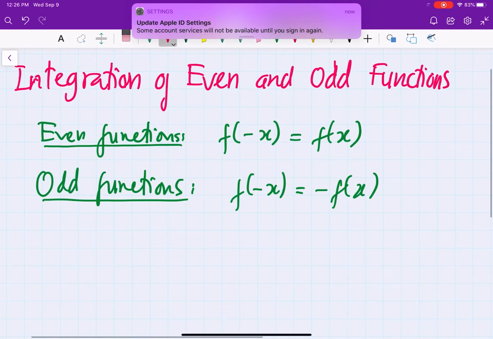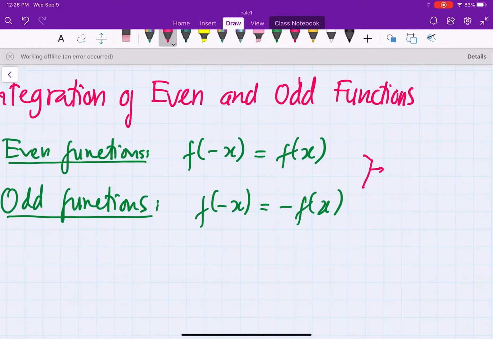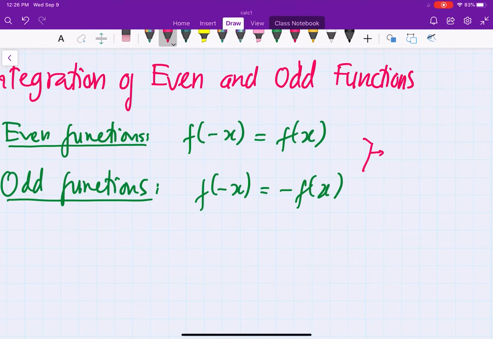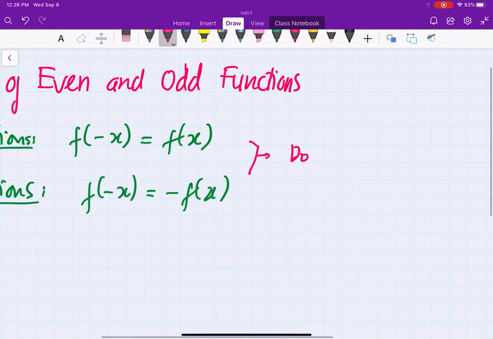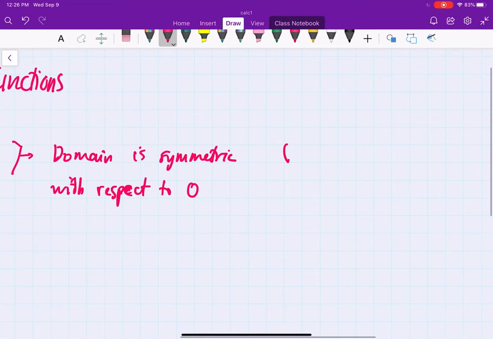Of course, in this case we consider that the domain of such functions is symmetric with respect to the origin 0. So that means you might have, like, the closed interval negative a to a, something like that, for a greater than 0.